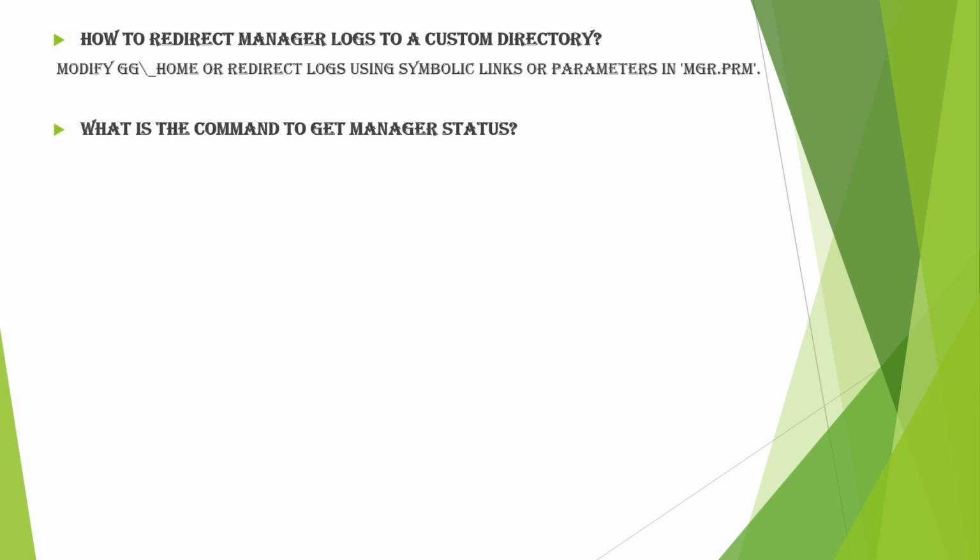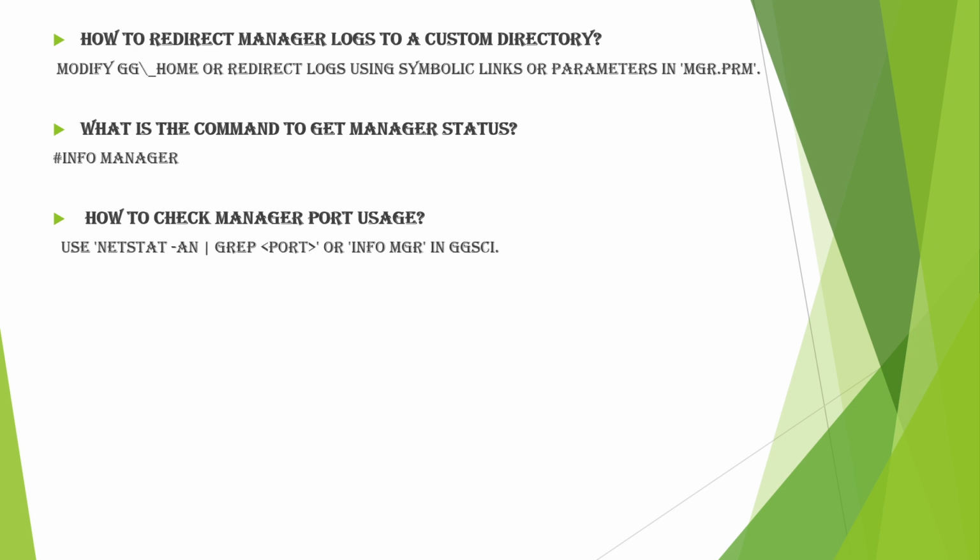What is the command to get the manager's status? So info manager will give you all the information about the manager status. How to check manager port usage? Use netstat -an. This is all in uppercase, but you have to read it at the command level. Okay, use netstat -an | grep port, or info manager in GGSCI.